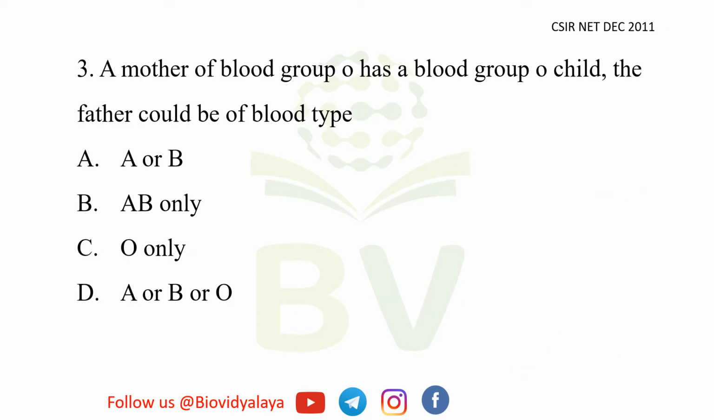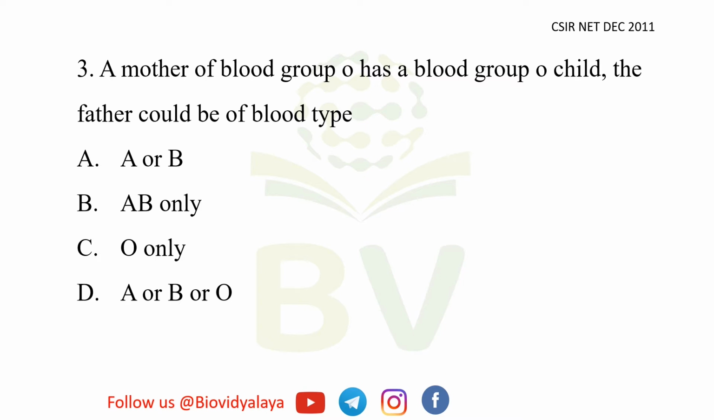Next question. A mother of blood group O has a blood group O child. The father could be of blood type. Option A, A or B. Option B, AB only. Option C, O only. Option D, A or B or O.